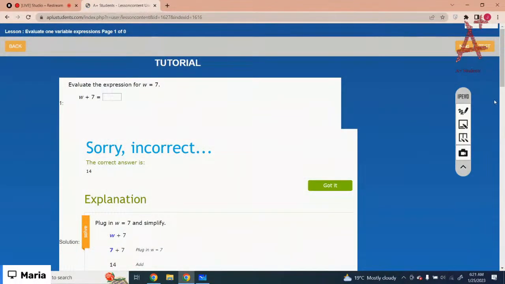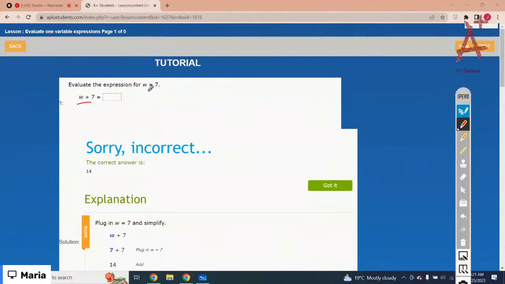Okay, let's start with the example. Evaluate the expression for w equals 7. So the expression is w plus 7 and you have to evaluate it for w equals 7. So just replace the variable with the value. Got it? Just replace w with 7. So it would be 7 plus 7, and 7 plus 7 makes 14. That means w plus 7 equals 14 when w equals 7. Got it?